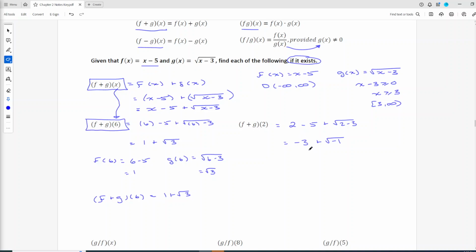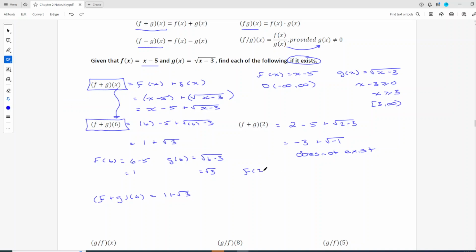Or actually even better, because it's not really a solution, you could just say does not exist. Now we knew that because even though the f of x function is fine with it, right? F at, sorry, not 6, 2.